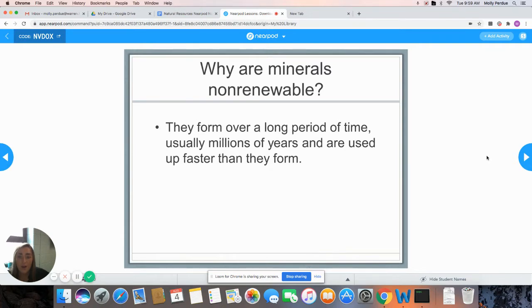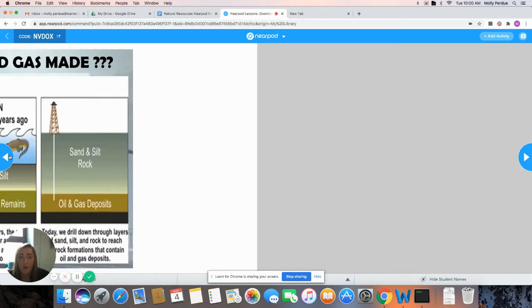Why are minerals non-renewable? They form over a long period of time, usually millions of years, and are used up faster than they form. So when I think about putting gas in my car, for example, I get gas about once a week, right?